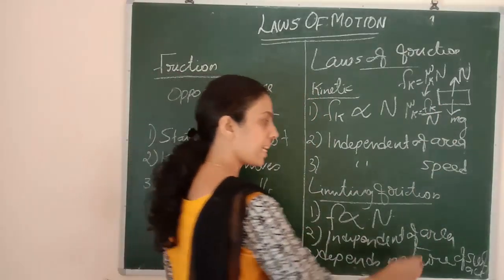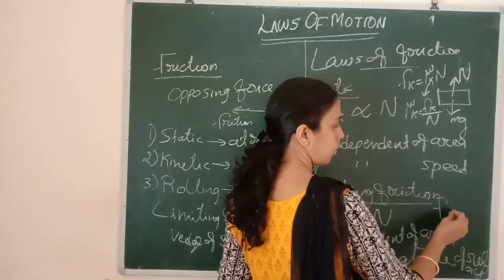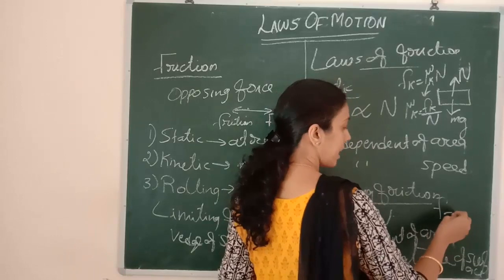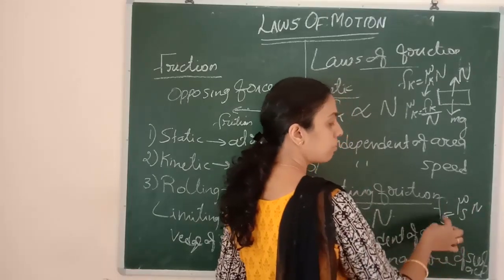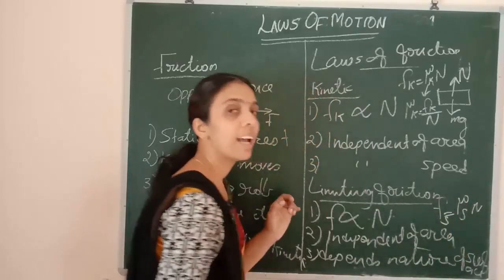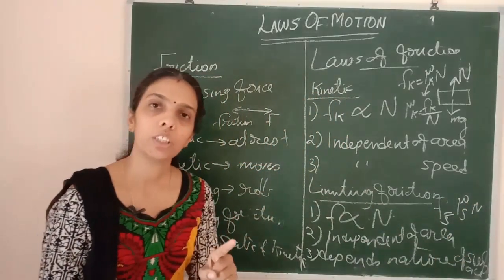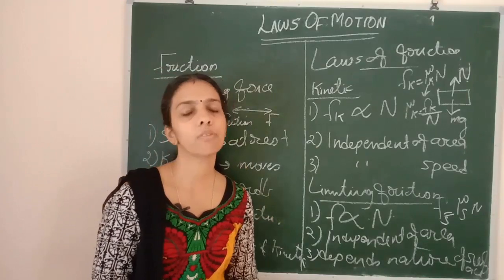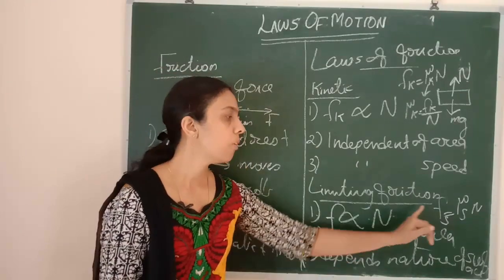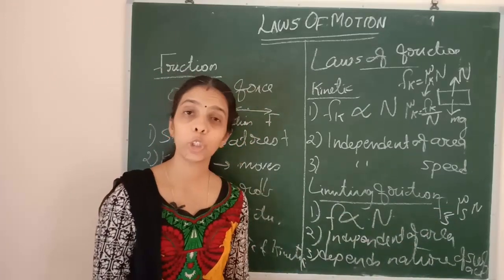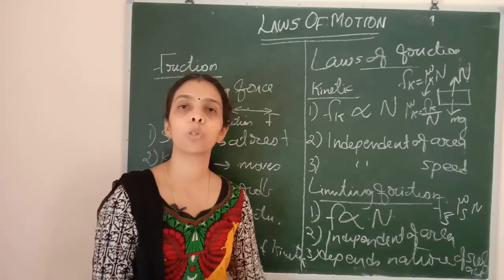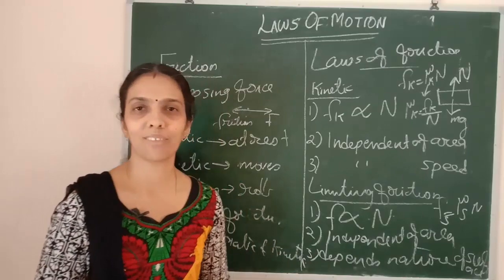Or in the case of static friction or limiting friction, we can write F equal to mu s into N. What is mu s? It is the coefficient of static friction. So mu s is equal to Fs divided by N. It is the ratio of static frictional force to the normal reactional force.